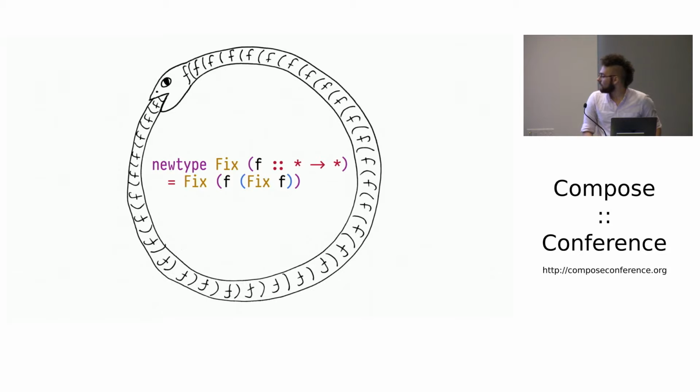So, to get out of the world of metaphor a little bit, here's fix. The fixed point of some f, where f is a type of kind star arrow star, is fix of f applied to fix f. So hence the Ouroboros. If you can see, it's not scales on the pattern, it's f's circling around forever. Because fix of f is isomorphic to f of f of f of f forever.